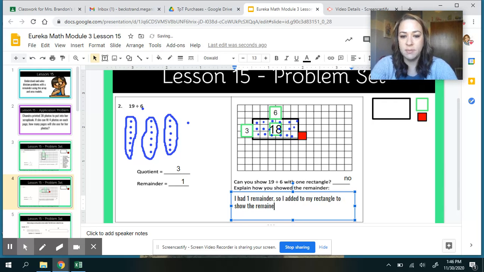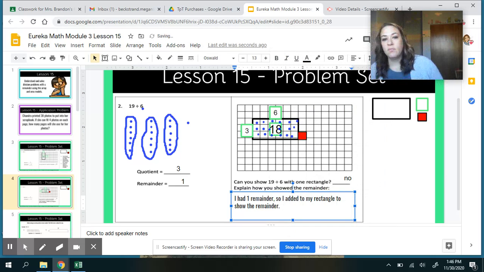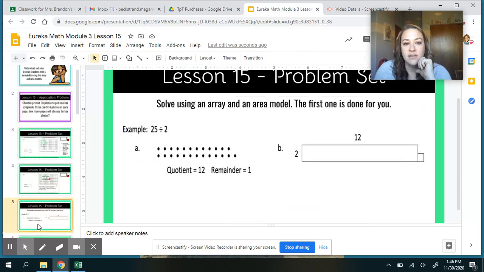So it says type to explain. That would be a good explanation because it wasn't perfectly 18, right? We had 19, so we had to show that, but we couldn't make another row of 6. I only had 1 left over, so that's why we just added that 1 remainder. Okay. All right. We'll do a few more together.